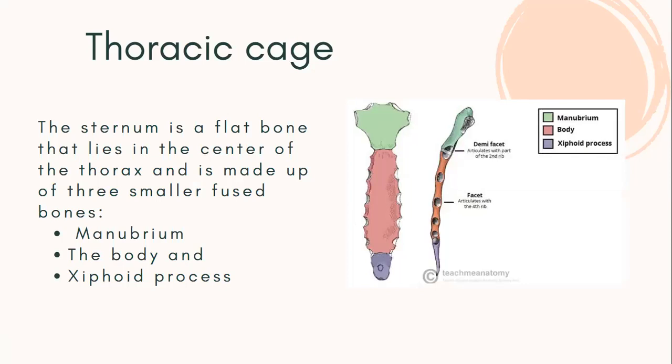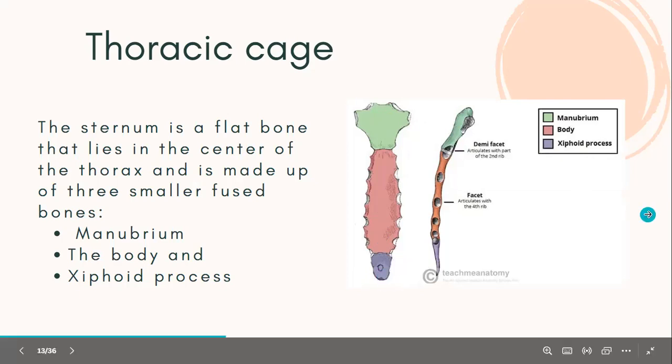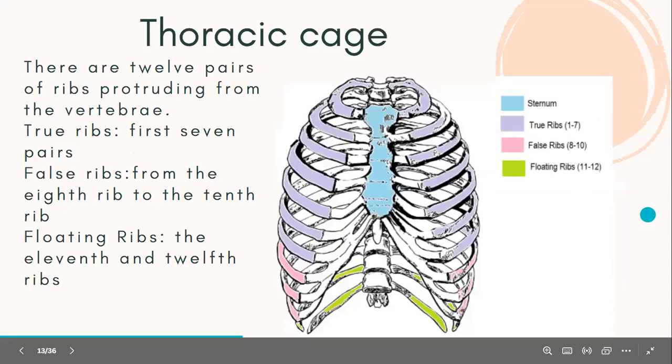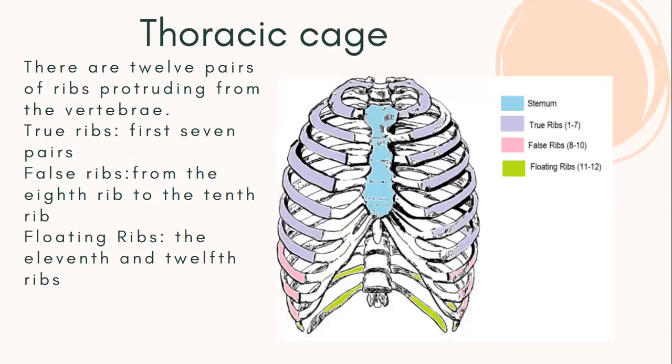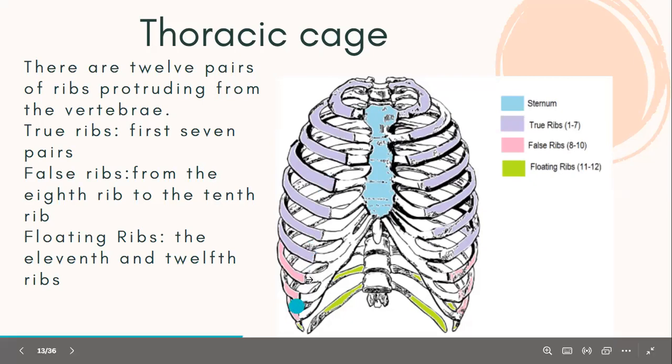The sternum is a flat bone that lies in the center of the thorax and is made up of 3 smaller fused bones: the manubrium, the body, and the xiphoid process. There are 12 pairs of ribs protruding from the vertebrae, with 7 pairs of true ribs, false ribs from the 8th rib to the 10th rib, and floating ribs, the 11th and 12th rib.